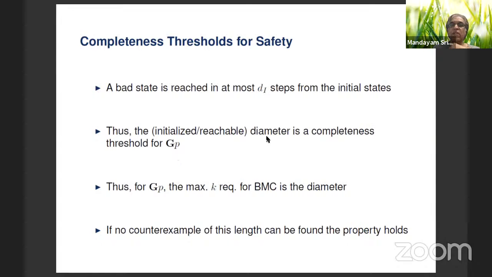Okay, so the completeness threshold for safety properties of the kind G of P is the initialized diameter. Why? What is a witness to the violation of G of P? It is a path from one of the initial states to a state in which not P holds. Okay, correct?